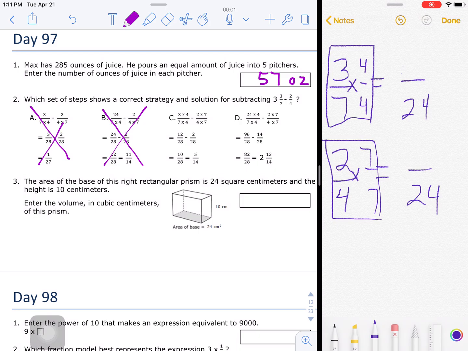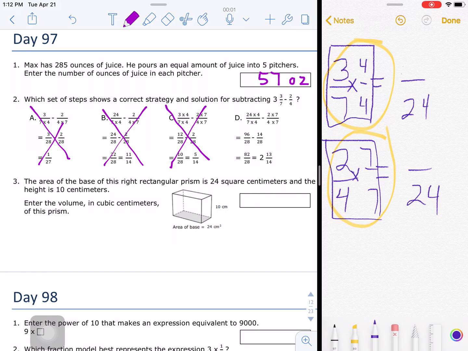Now C has what I have shown over here. In other words, it has 3/7 times 4/4, and it has 2/4 times 7/7. However, if I look up at the problem, it's 3 3/7 minus 2/4. So we cannot have C because it does not account for the whole number.